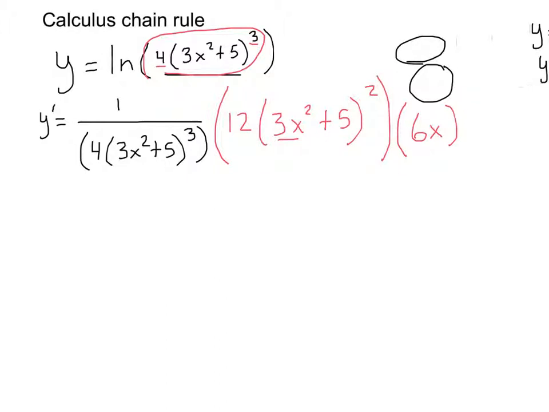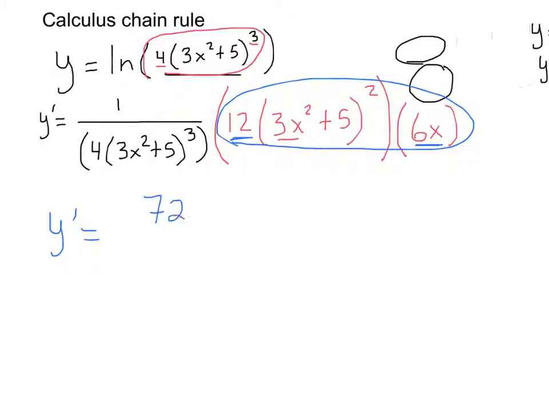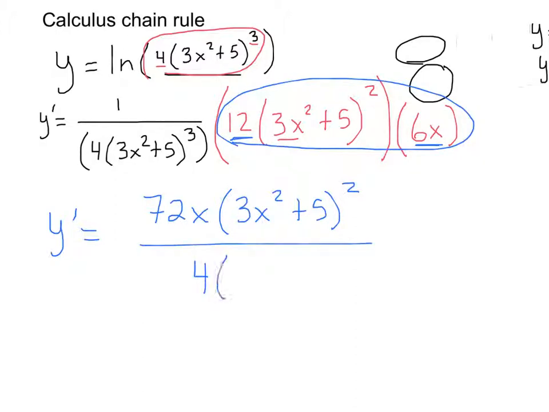So let's simplify it. So I've got y prime equals. Now all of this will be on top. So I'm going to write it on top of the fraction. And I'm going to go ahead and multiply 6x times 12, and that gives me 72x. So I've got on top 72x times 3x squared plus 5 squared all over 4 times 3x squared plus 5 all cubed.